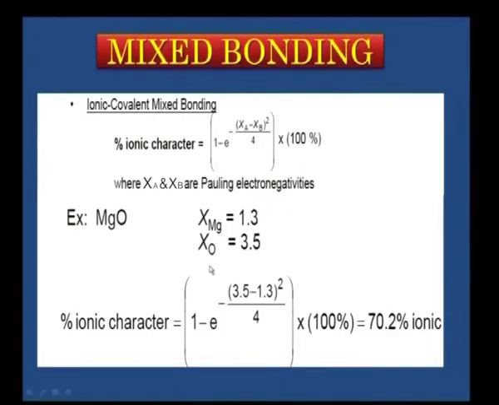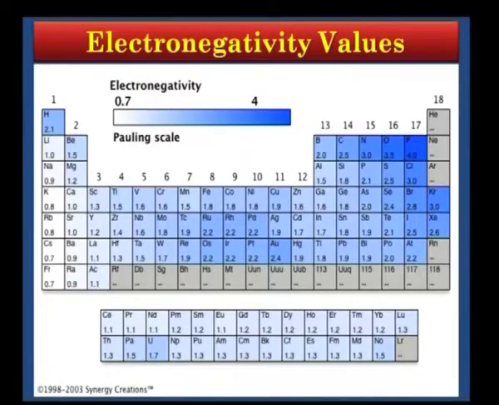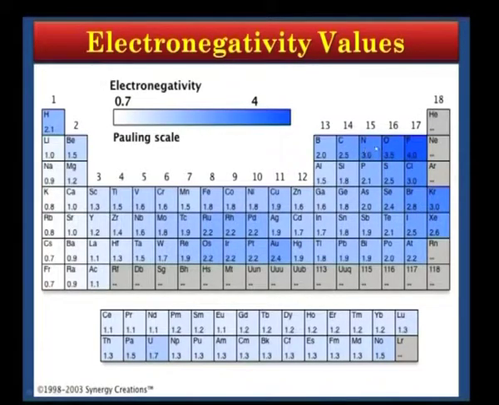So, the x value of Mg is 1.3, O is 3.5, and the ionic character will be 70.2%. Remember, magnesium oxide is generally considered to be an ionic solid, yet the percentage ionic character is only 70.2%. Similarly, you can calculate for gallium and arsenic. Gallium arsenide is a 3-5 compound semiconductor. The fourth group contains silicon, germanium and so on. This is the fourth group, 1, 2, 3, 4. The fourth group, you have silicon, germanium.